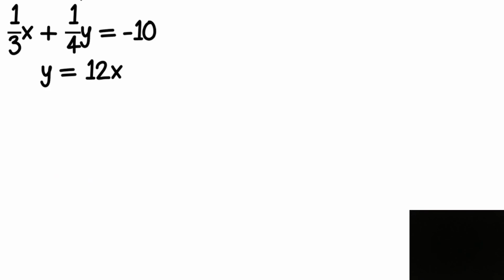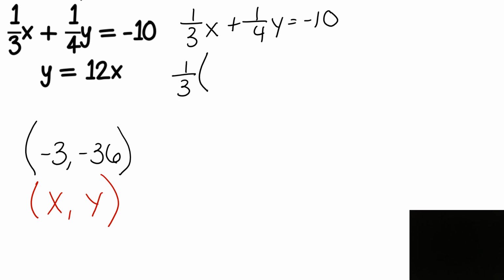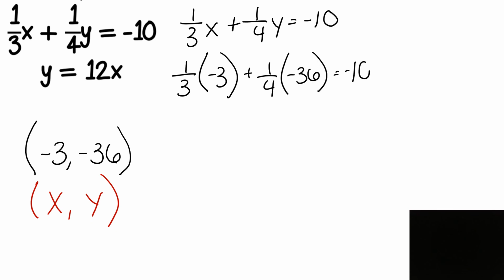Our next problem is 1/3 x plus 1/4 y equals negative 10 and y equals 12x. Our first set of points is negative 3 and negative 36. We label our points x and y. We plug them into the first equation, 1/3 x plus 1/4 y equals negative 10. The 1/3 goes with the x variable, negative 3. The 1/4 goes with the y variable, negative 36. And then we can use our calculator to solve.